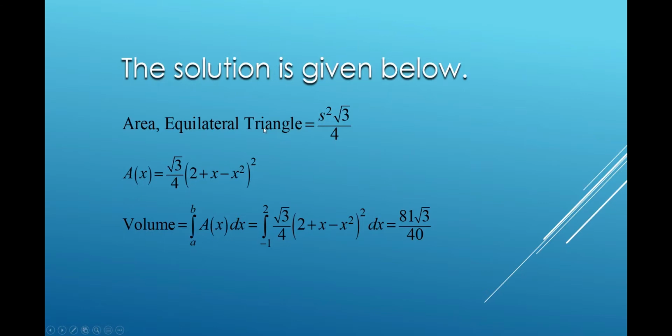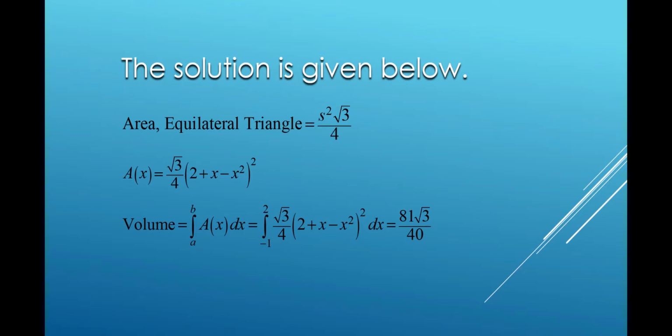The area of an equilateral triangle is a side squared times square root of 3 divided by 4. So the cross-sectional area function would be the side, which is the distance from the line on top to the parabola on the bottom, squared, times square root of 3 divided by 4. So the volume is the integral from a to b of the cross-sectional area function. x went from -1 to 2, and integrating from -1 to 2 our cross-sectional area function gives you 81 times square root of 3 divided by 40. That would be the exact volume of that solid.